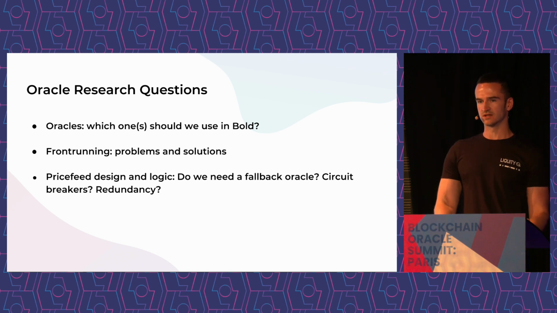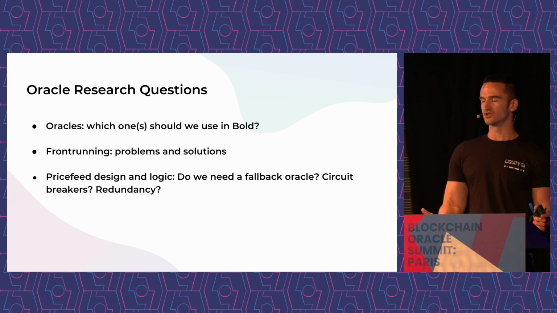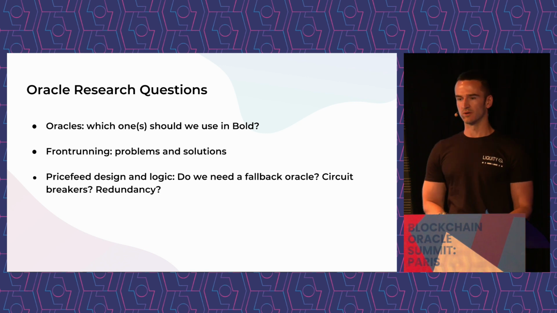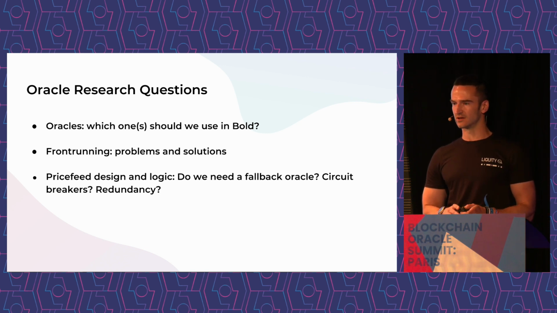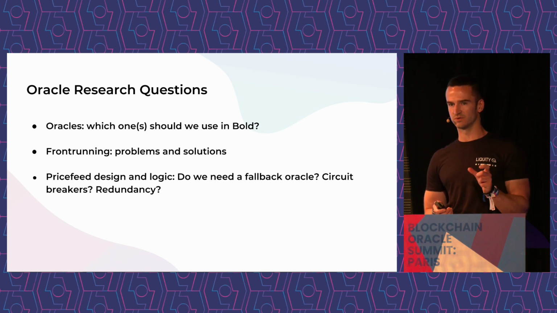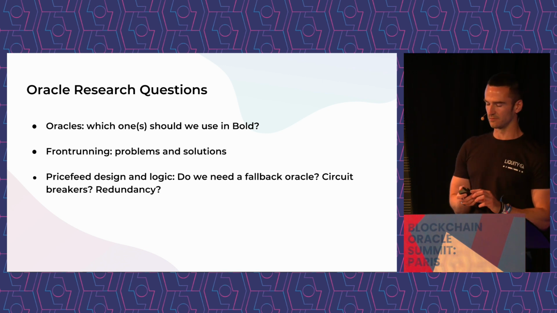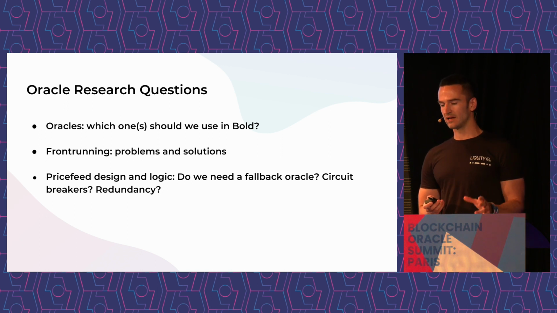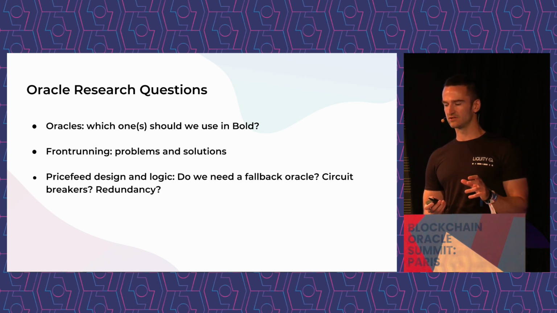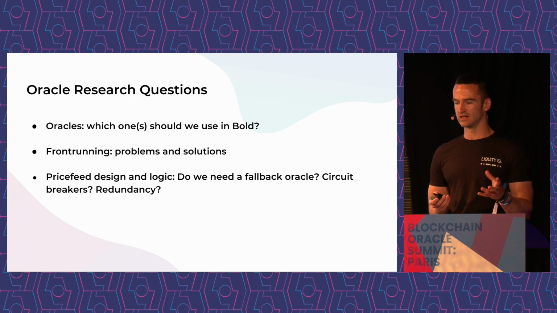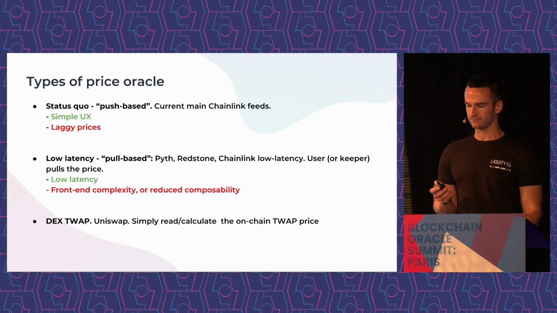So we had a few research questions around oracles. Firstly, which one should we use? The space has moved on quite a bit since we launched Liquidity V1 2 years ago. Front running is probably going to be important for us because we have these leverage positions which are vulnerable to front running, and so some way to mitigate front running is going to be key. And then finally, how should we actually design the price feed logic? Do we need a fallback oracle? Because the new system will be immutable, if the oracle fails or freezes, we need some kind of on-chain contingency or maybe a circuit breaker.